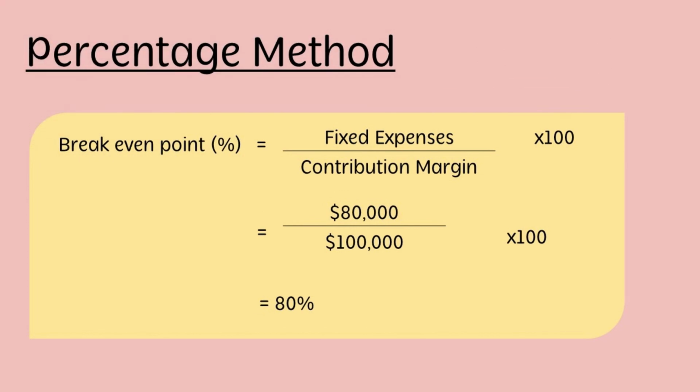The last method is the percentage method. This method is a little bit more complex than the other methods because it uses percentages to calculate the break-even point. The formula is: break-even point in percent equals fixed expenses divided by contribution margin, multiplied by 100%. So it will be $80,000 divided by $100,000 and multiplied by 100%. That equals 80%.